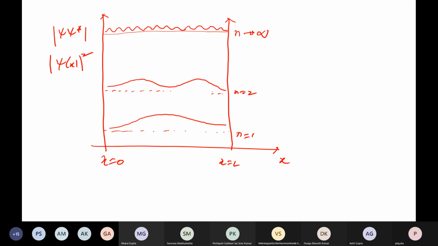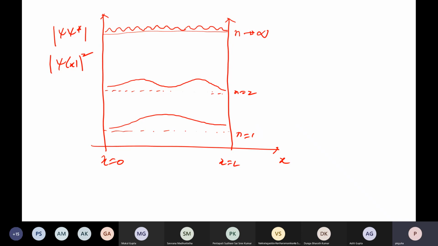Now, classically, if you think about it, in the potential well, that particle is randomly moving. So the probability of finding the particle is uniform inside the well, right? But in case of quantum mechanics, the probability of finding the particle is not uniform, because the energy is quantized.